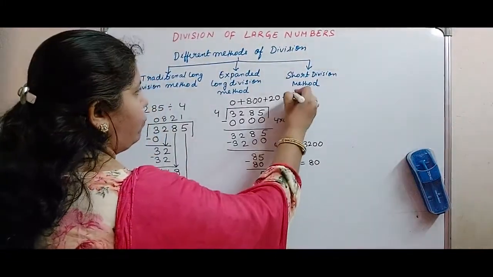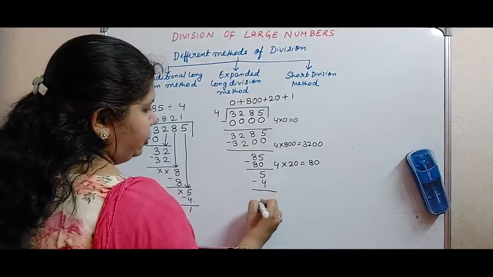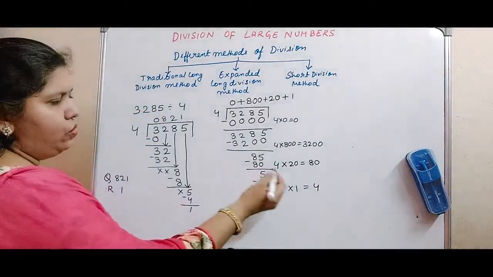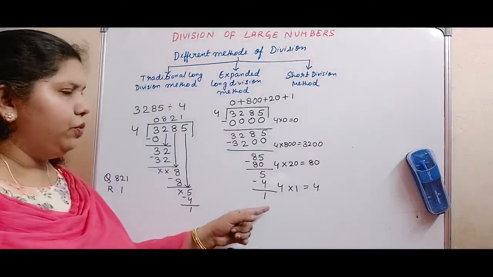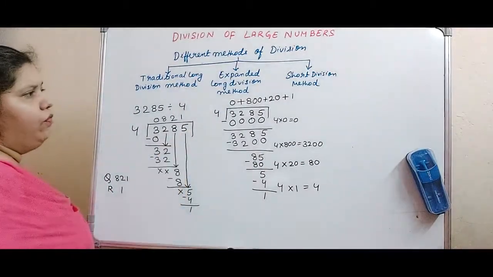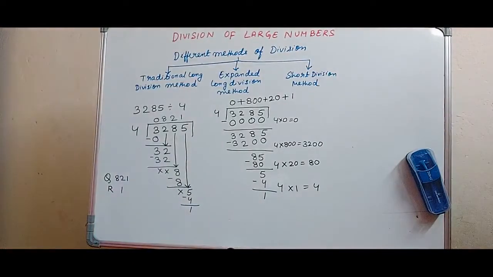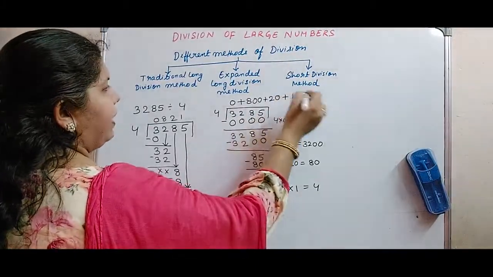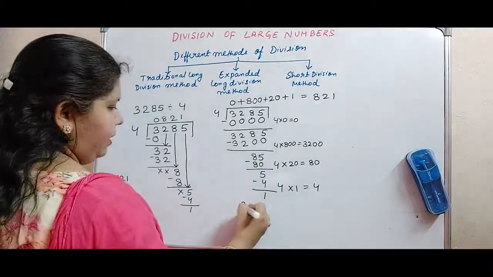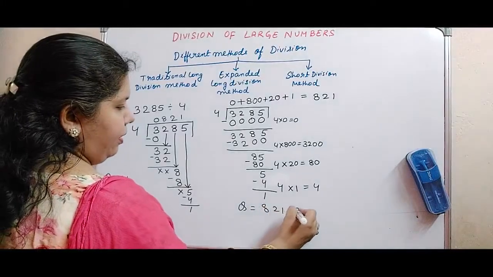The last thing is 4 ones are 4, and after subtraction you get 1. So here 4 into 1 equals 4. Because there is no other digit after 5, there is no need to put any 0. So we came to the end. Here the quotient that we are getting is in the expanded form, which is why we call this the expanded form of division. After doing this, you can solve and write down the quotient. It comes to 821. So the same thing, you get quotient as 821 and remainder as 1.